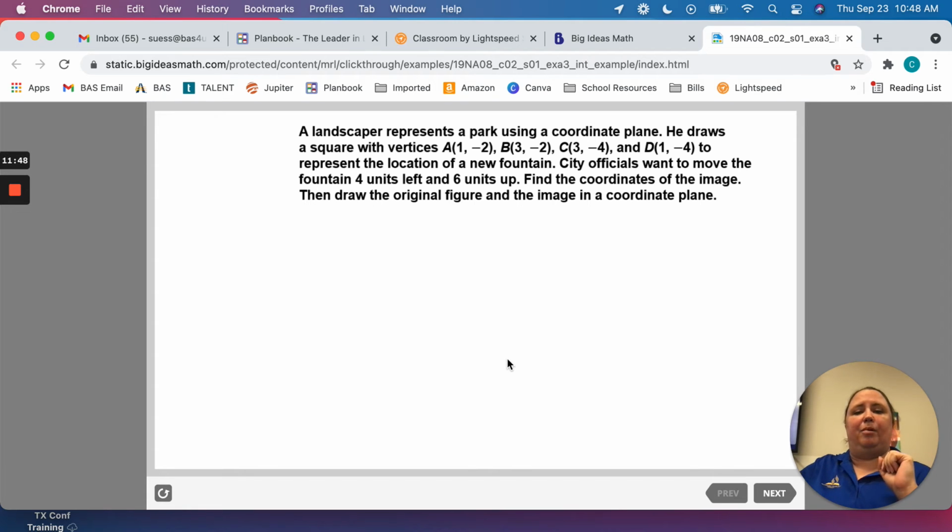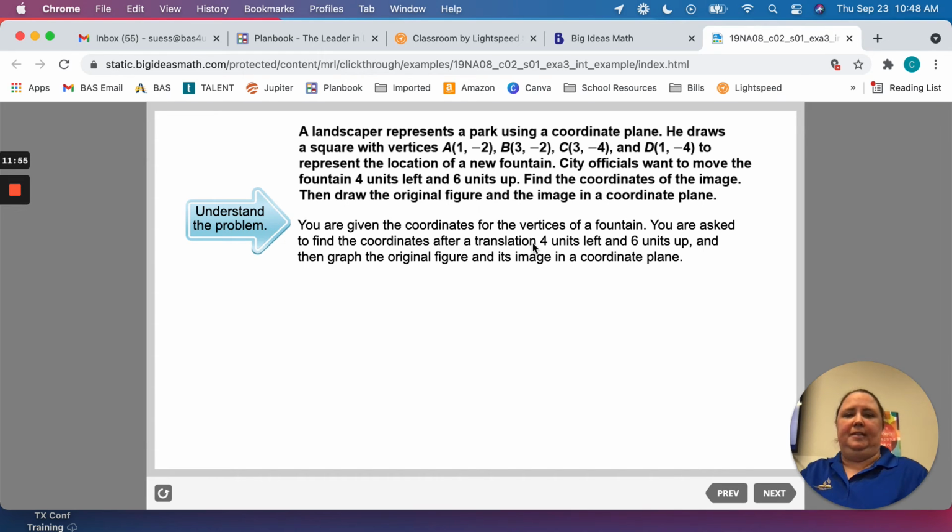A landscaper represents a park by using a coordinate plane. He draws a square with vertices. You guys know what vertices means? Yes. It's where 2 lines meet. At the corners. Corners is a good thing, but think of triangles as well. Come sit back up here. Okay, so it has the square vertices of this park.